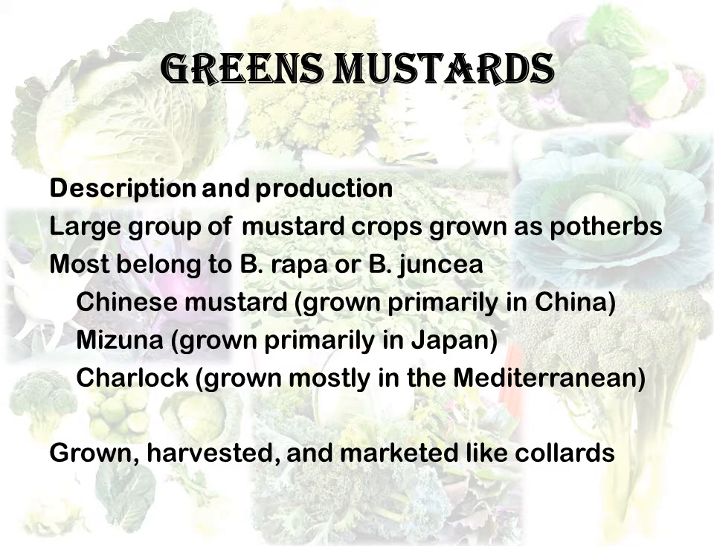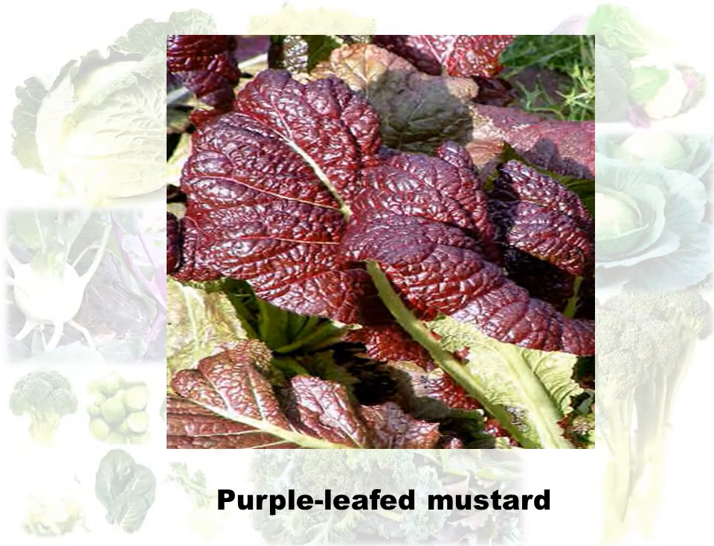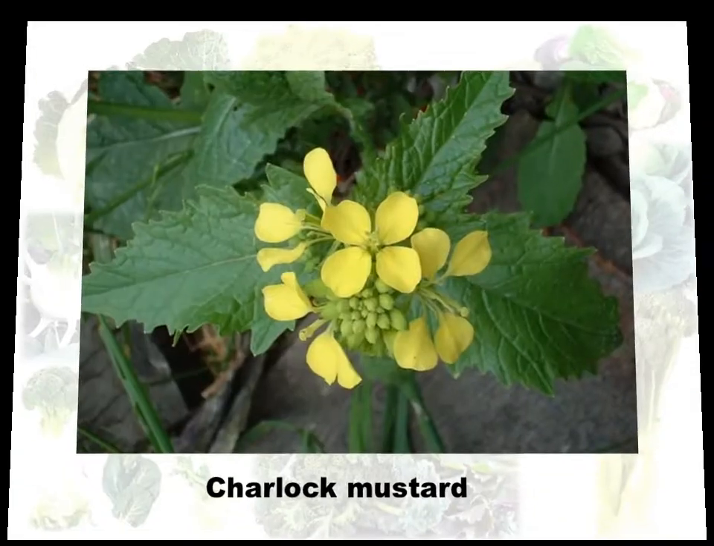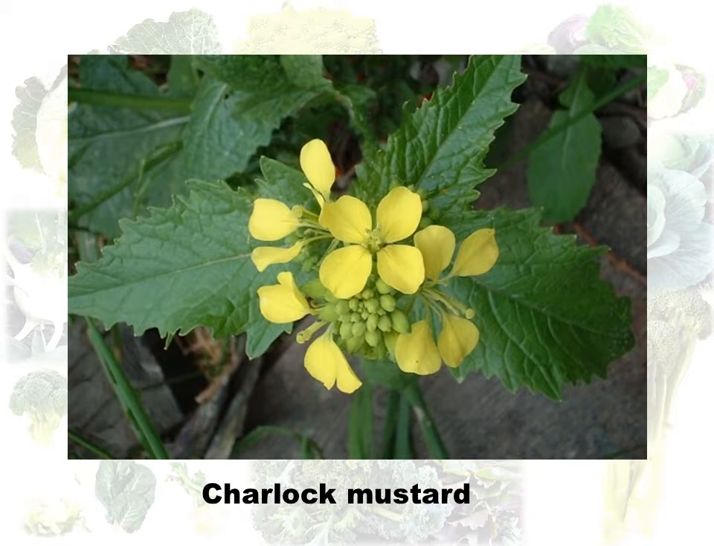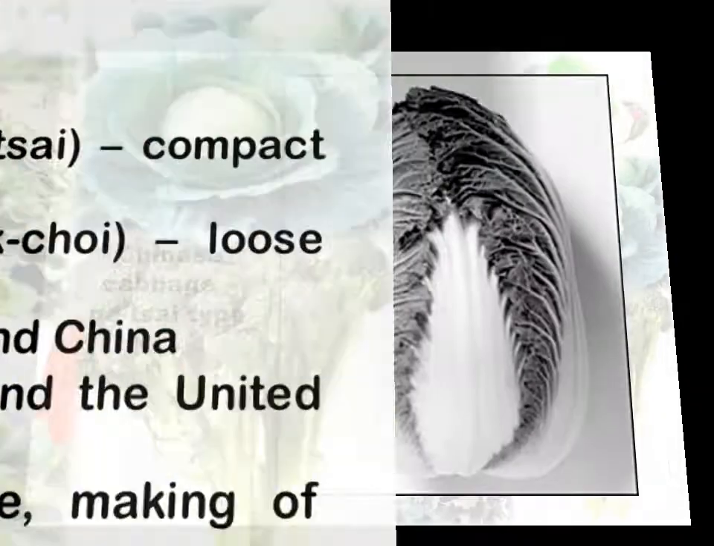Then green mustard. Again, you have a large group of mustard grown as potherbs. This is just for vegetable purposes. You can see this is the purple leaf mustard. Then carlock mustard.